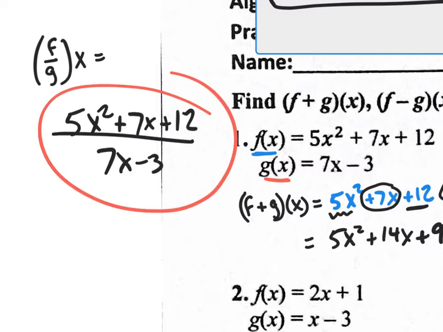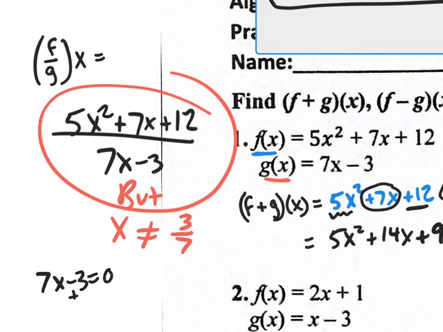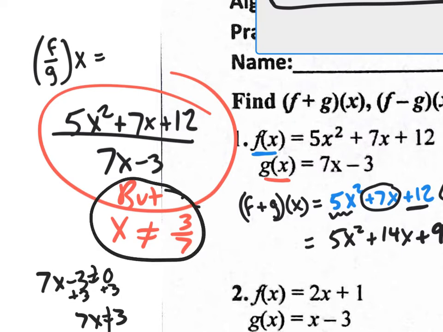But there's one other important detail. That detail is that you can't end up with a 0 in the denominator. So in addition to this answer, you have to say, but x cannot be 3/7. Now, why do I say 3/7? Because if I did say 7x minus 3 equals 0, and I added 3 on both sides, I'd get 7x equals 3, divided by 7 on both. And we're talking about a value that it cannot be. So it cannot be 3/7. You have to include that in your answer.